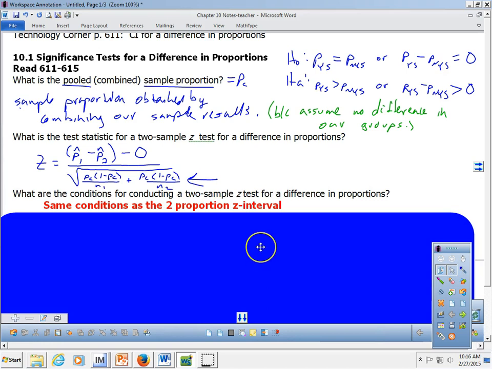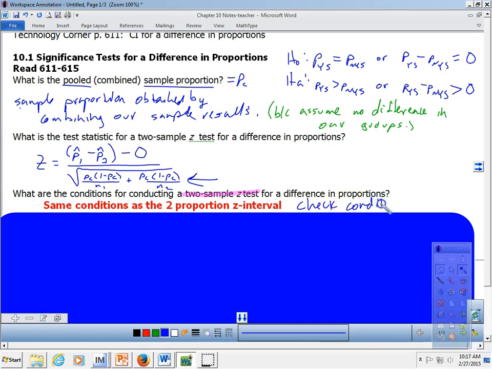So what are the conditions for conducting a two-sample z-test for a difference in proportions? And that's what we're going to call it, a two-sample z-test. The nice thing is they're the exact same conditions as the two-proportion z-interval, which should make sense because they were the exact same conditions from the one sample, only we have to make sure that we're checking, and I'm going to make this note here, check conditions for both groups.